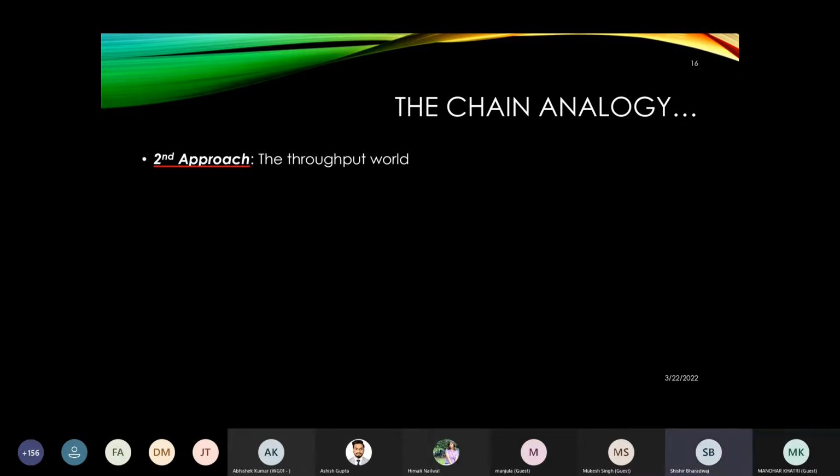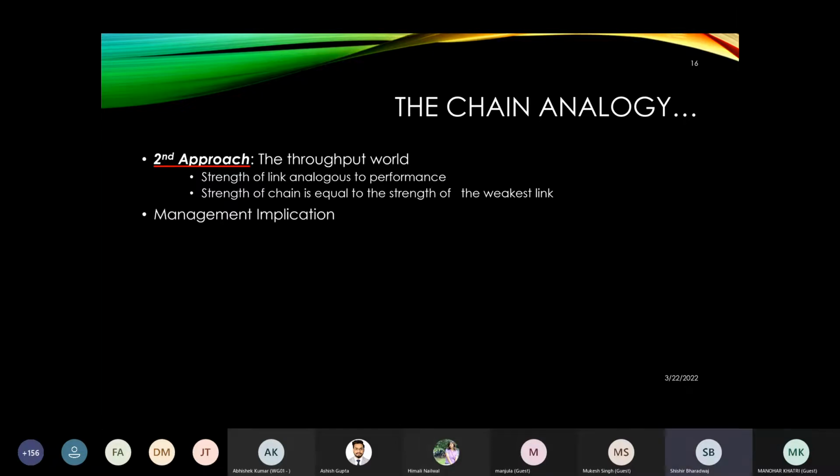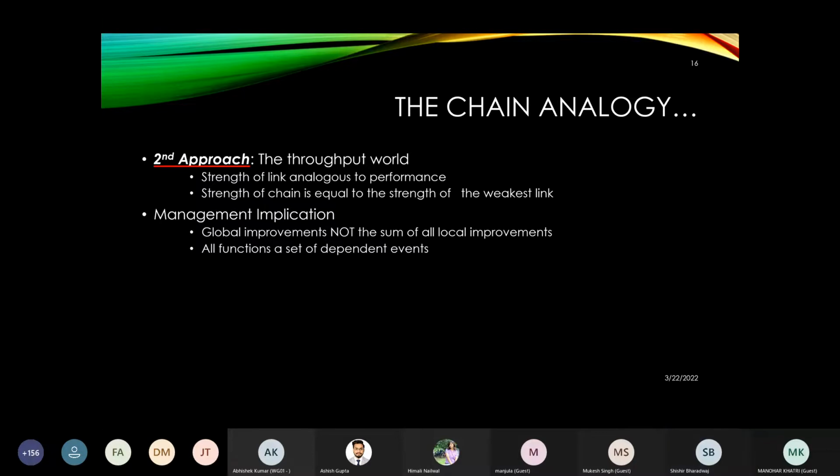The second approach is called the throughput world approach. Here we don't talk about the weight of the chain as the performance metric, we talk about the performance or the strength of the chain. The management implications are that global improvement is not the sum of all local improvements. All functions are a set of dependent events.